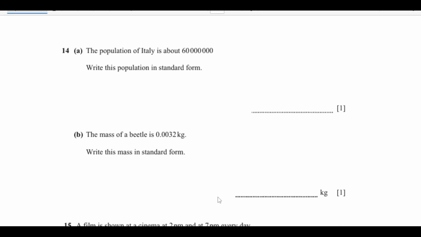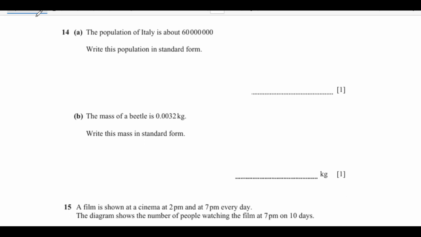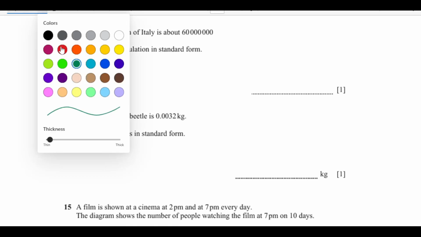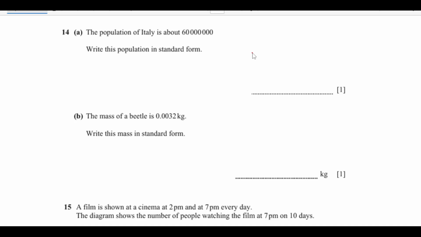Now the next question. The population of Italy is about 60 million. Write this population in standard form. Your decimal is here. We are going to count 1, 2, 3, 4, 5, 6 and 7. So it is 6.0 times 10 raised to power 7. The mass of the beetle is this one. Write the mass in standard form. Now the decimal is going right. 1, 2, 3. So this is 3.2 times 10 raised to power minus 3.